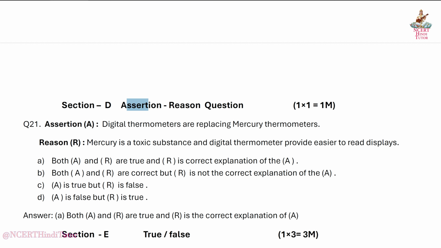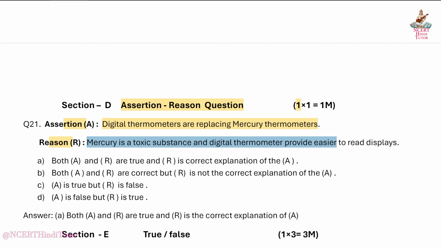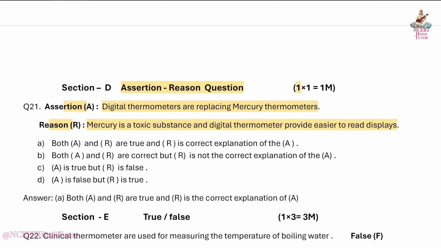Section D, assertion reason questions, carrying 1 mark each. Assertion A, digital thermometers are replacing mercury thermometers. Reason R, mercury is a toxic substance and digital thermometers provide easier to read displays. Answer A, both A and R are true and R is the correct explanation of A.